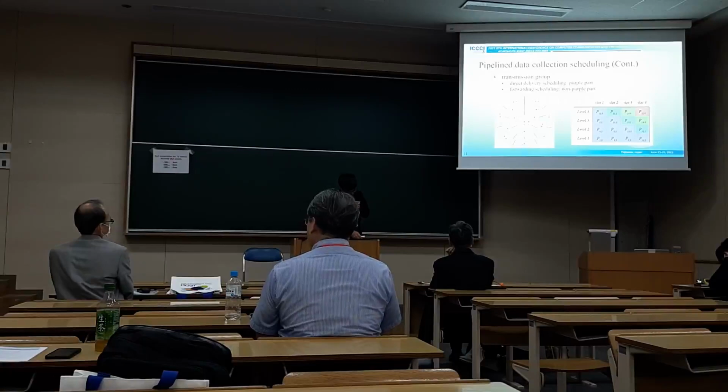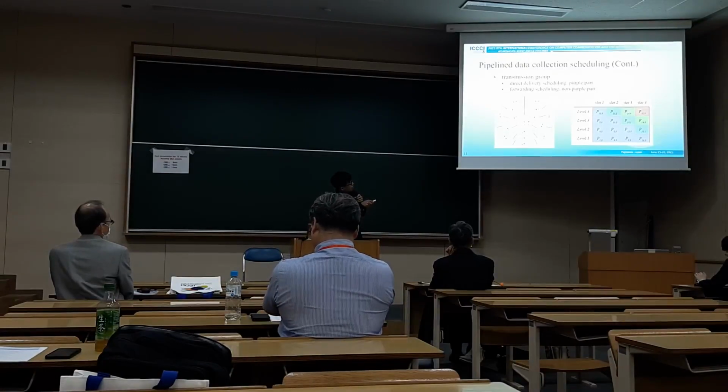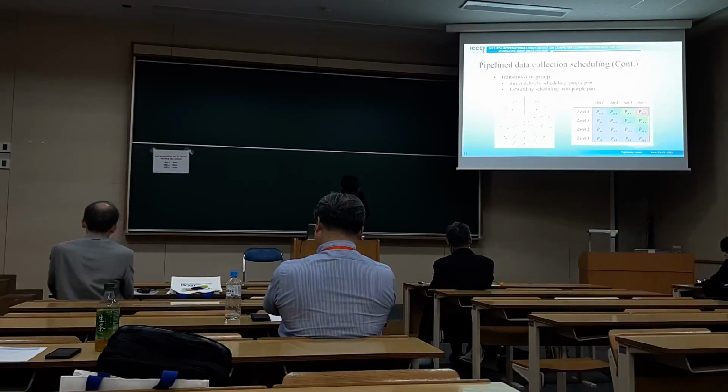And for slot 1 to slot 4 as an example, the purple part is the direct delivery, and the non-purple part is forwarding. The purple part shows that nodes 1, 4, 9, 16 can send packets to the cluster head, and the cluster head is node 0. And the non-purple part is forwarding.